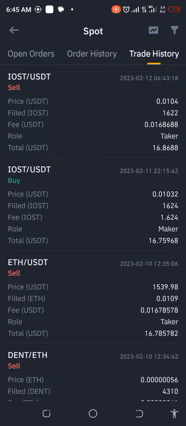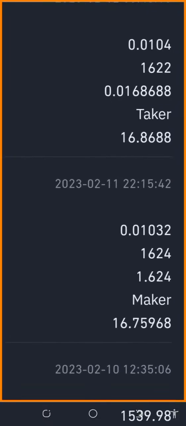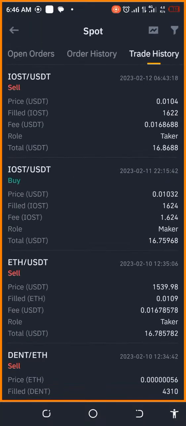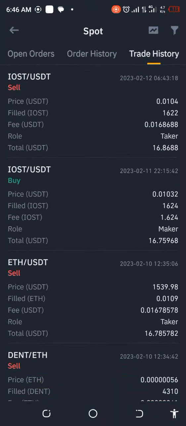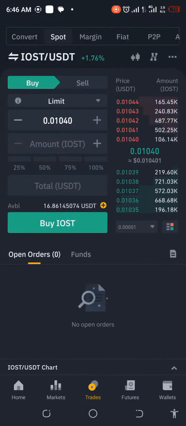So how long ago was this? Let's just check the difference in time. This was 22:15, which is like 10:15 p.m., and this is 6:43. So you could say about 8 hours. So this has been on queue for 8 hours, and it doesn't mean that it would not have bounced back. But you can always check this out and make sure that whatever happens, you're still in profit. That's the most important thing.